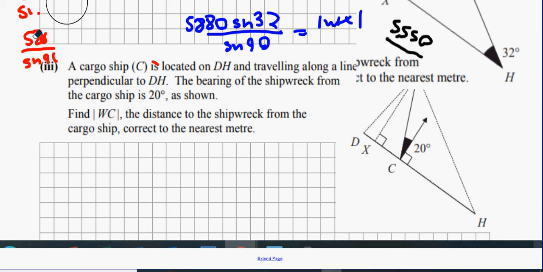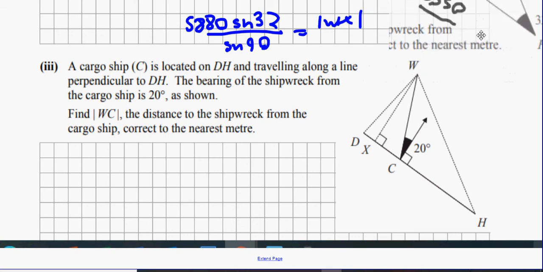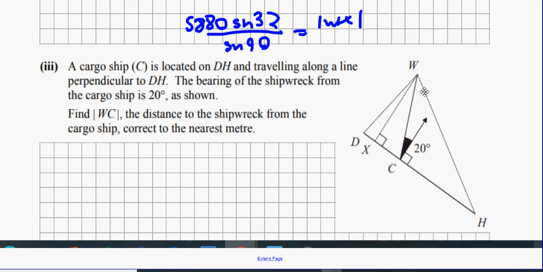The cargo ship C is located on DH, traveling along the line towards the shipwreck. The bearing of the shipwreck from the cargo ship is 20 degrees as shown. Find WC. We know what WX is, don't we? What's WX, lads? We found it in the last question.